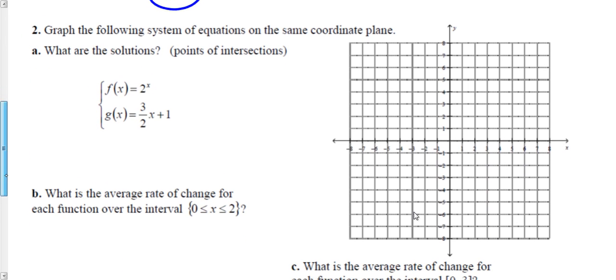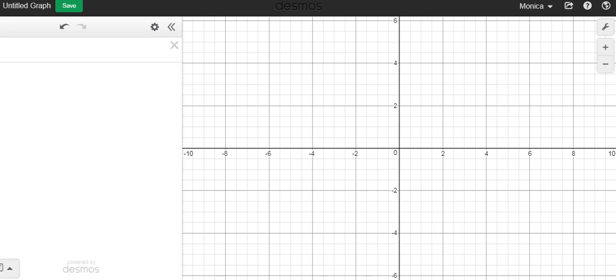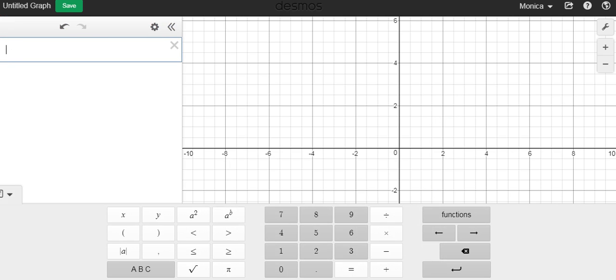The next thing that we're going to do is graph the following system of equations on the same coordinate plane, and we want to know the solution. So real quick, remember, solutions are points of intersection. So I'm going to jump to Desmos. Here is Desmos, and I'm going to enter what I see. I have f of x is equal to 2 to the power of x. So I'm going to do 2 to the power of x. Okay, I see that come up on my graph.